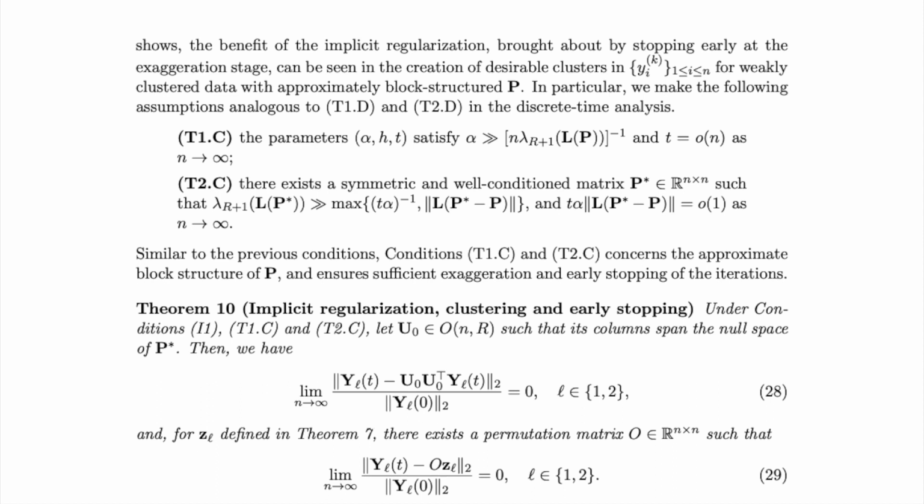Theorem 10, implicit regularization, clustering, and early stopping. Under conditions T1.c and T2.c, let U be a matrix in R^{n by r} such that its columns span the null space of P_n. Then we have [see formula], and for Z defined in Theorem 7, there exists a permutation matrix O in R^{n by n} such that [see formula].